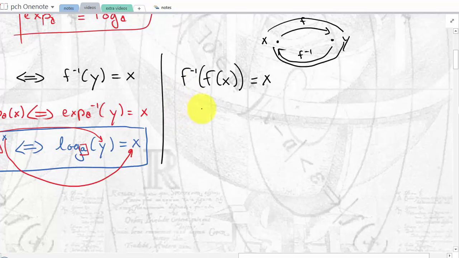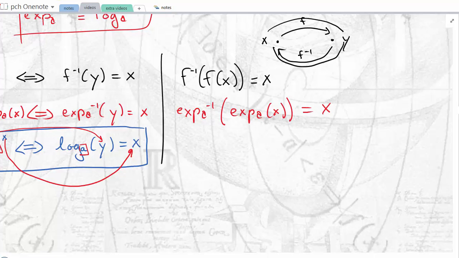So how does it work with exponential? We have the inverse of exponential base a of x, which is supposed to be x. Now, what is the exponential base a of x? Well, that is a to the x, right? And what is the exponential inverse base a? Well, that's log base a. I guess I should use the same kind of letter right here. Log base a, and that is x.